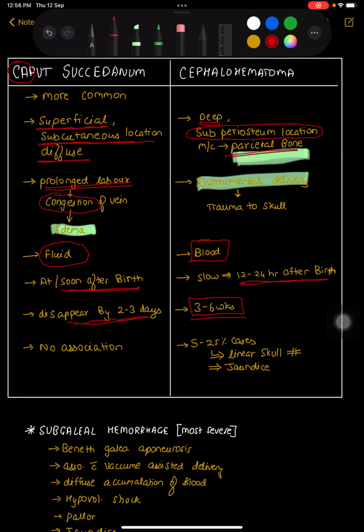Caput succedaneum is a very benign condition. It resolves by itself. Therefore, there is no association present along with it. Whereas in cephalohematoma, 5 to 25% of cases show linear skull fracture. And jaundice is seen. Jaundice is due to hemolysis of the blood which gets accumulated there. Lysis takes place and because of that jaundice occurs.